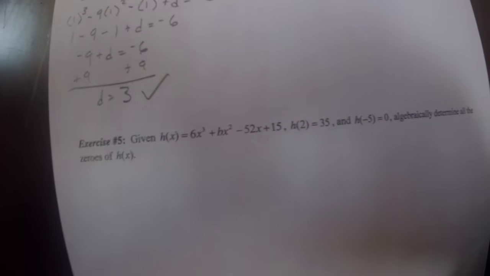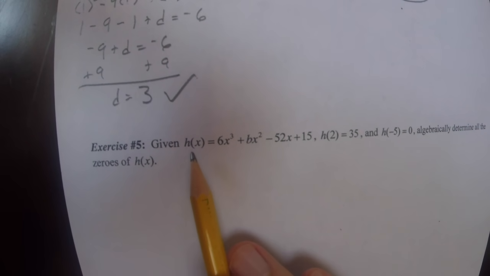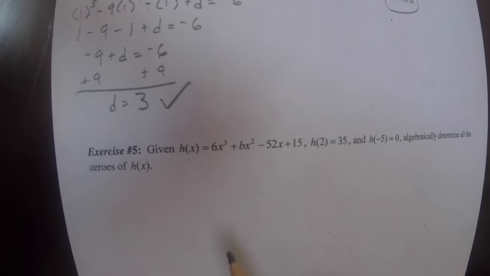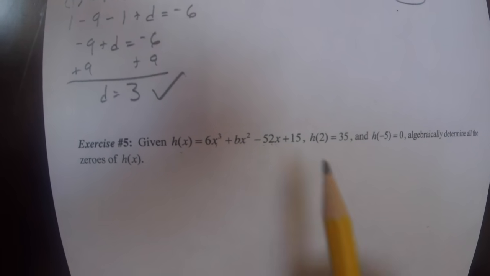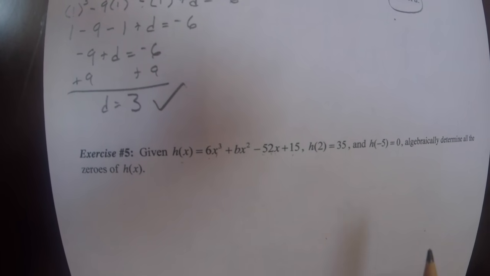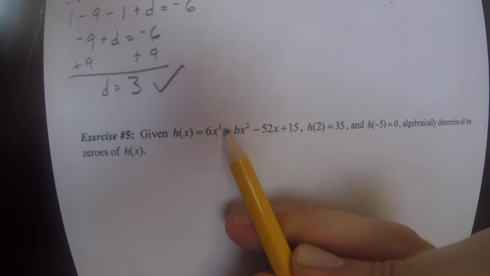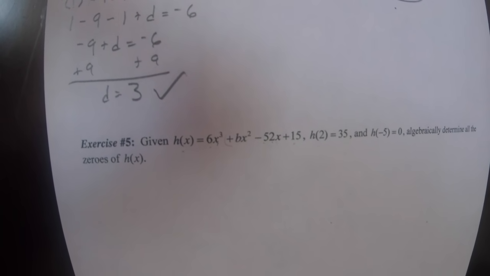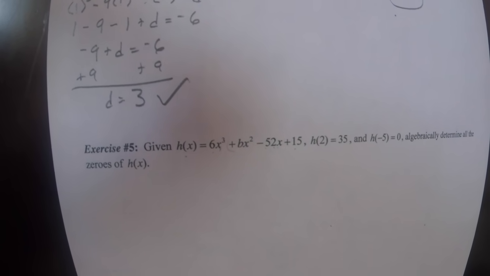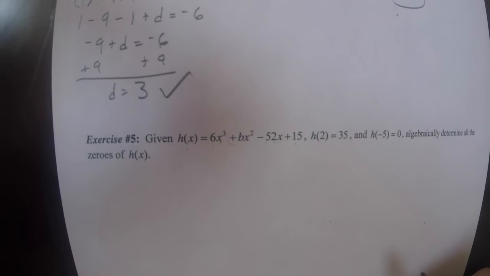All right. Well, first things first, I don't really know what function h of x is yet. I know one of the terms is 6x to the third. I know one of the terms is -52x. I know one of the terms is plus 15. But I don't really know what this term is. There's some number in front of the x squared, but I don't know what it is. So that's the first step. I have to figure out what coefficient is in front of the x squared.